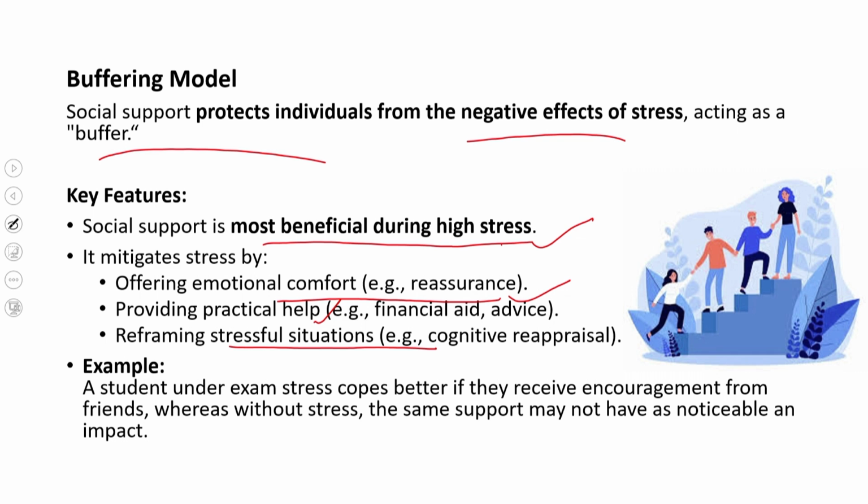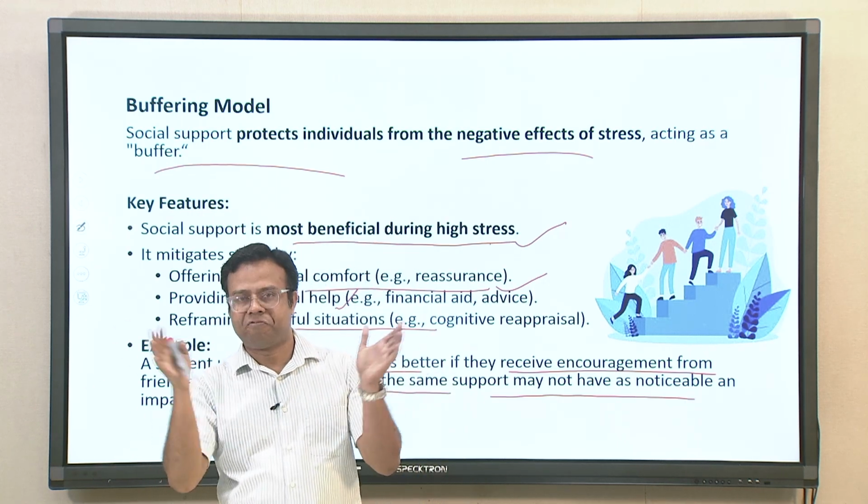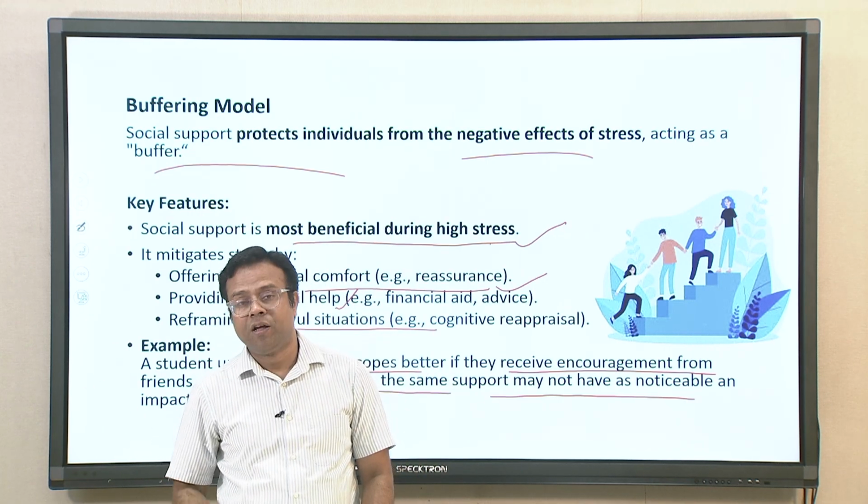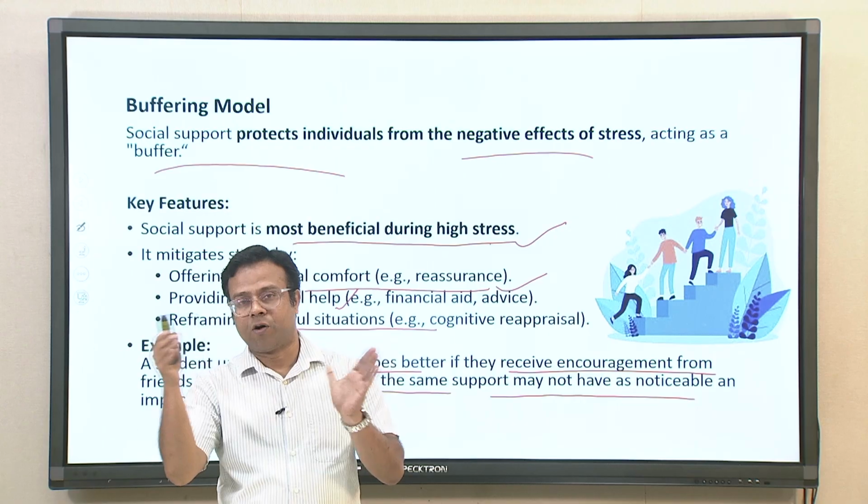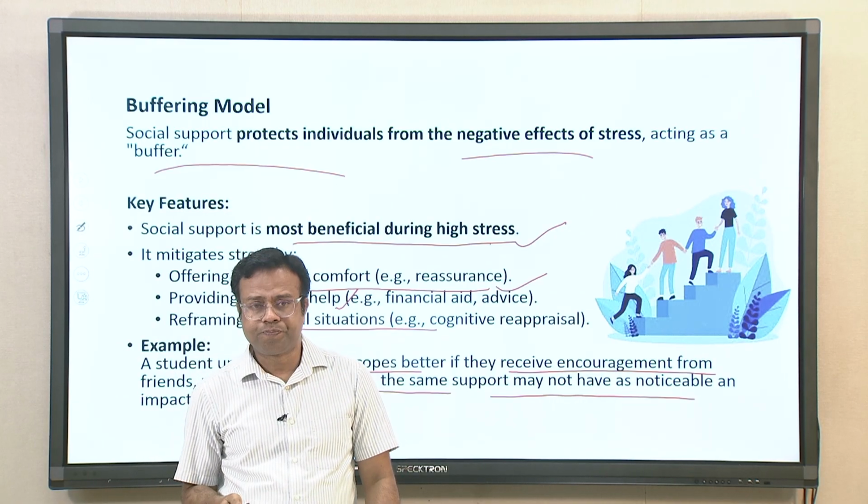So, that reframing can also be promoted by a social support system. For example, a student under examination stress copes better if they receive encouragement from friends or parents, whereas without stress the same support may not have much noticeable impact. So, in the stressful situation the impact is much more visible. That is called the buffer model of stress and social support, and how it can be linked to well-being.